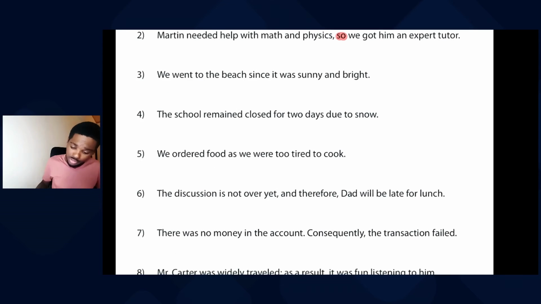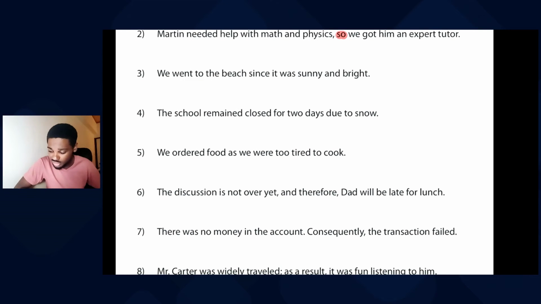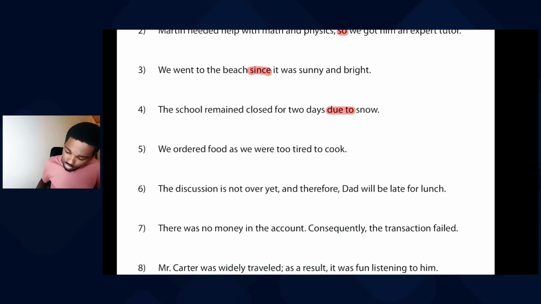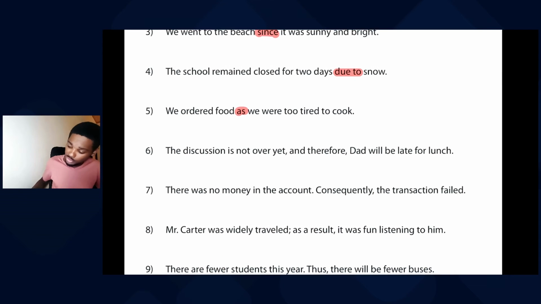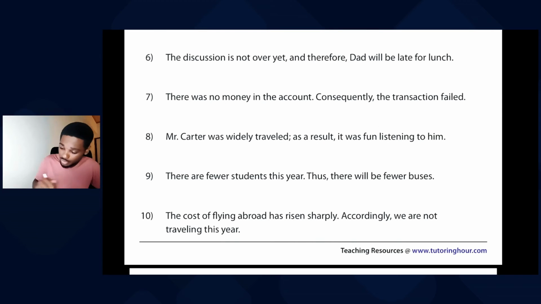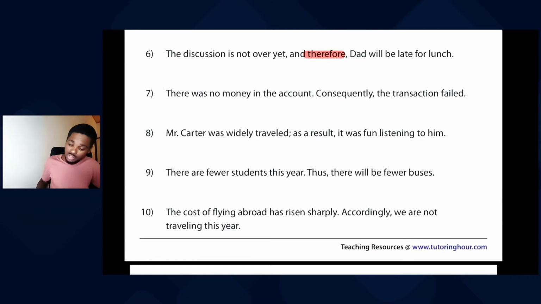Very good. 3, we went to the beach since it was sunny and bright. Yeah, since. 4, the school remained closed for 2 days due to snow. Yeah, due to. 5, we ordered food as we were too tired to cook. As. 6, the discussion is not yet over, and therefore Dad will be late for lunch. Therefore. 7, there was no money in the account. Consequently, the transaction failed. Consequently.